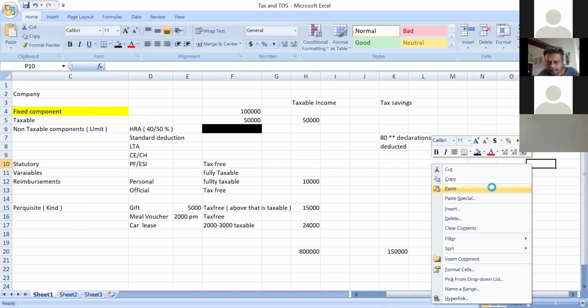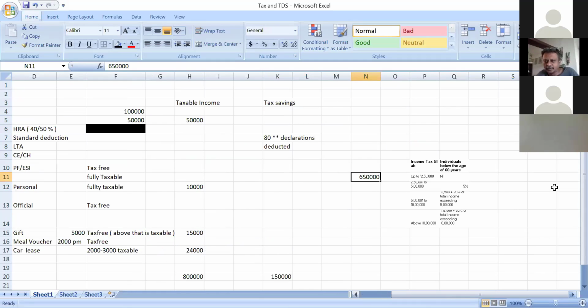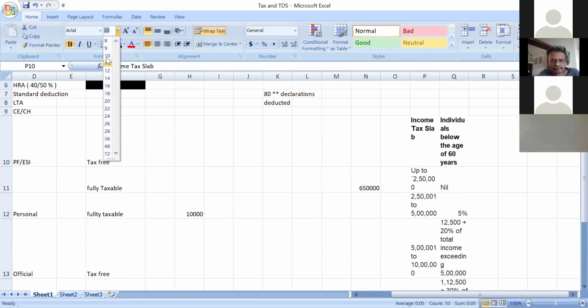Okay, this is the table now, for the year 2019 to 2020. Fair enough? So this is the income tax table for 2019 to 2020, right? Okay, got it.